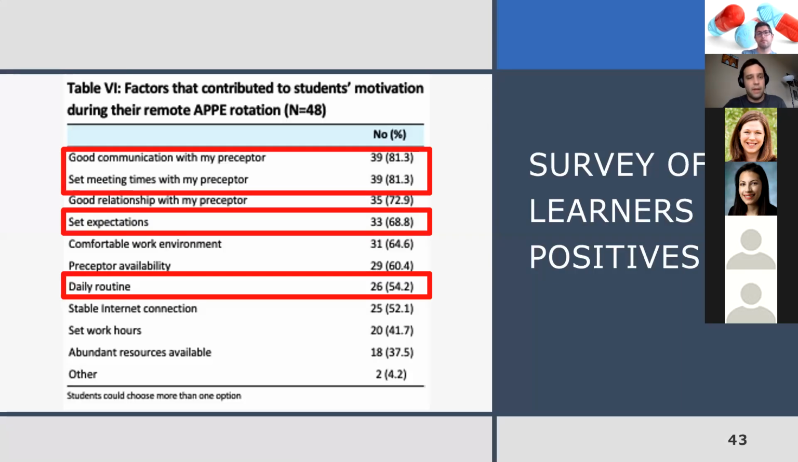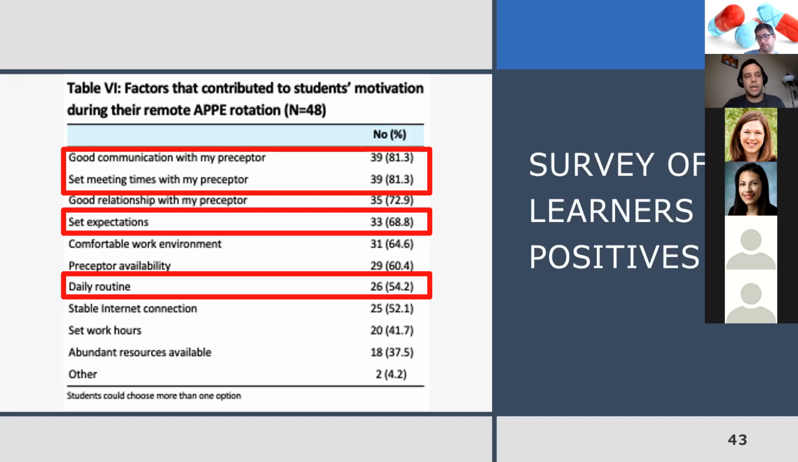So with all of that, what evidence do we have that students are enjoying or not enjoying these remote rotations? And so it actually looks from this survey that was conducted among APP rotation students. You can tell the number is fairly small at 48, but this was one of the more robust surveys that I could find, where they were talking about positives of their remote experience. So things that they thought contributed to good learning, and these numbers are all greater than 50. So at 81%, good communication with preceptor and set meeting times.